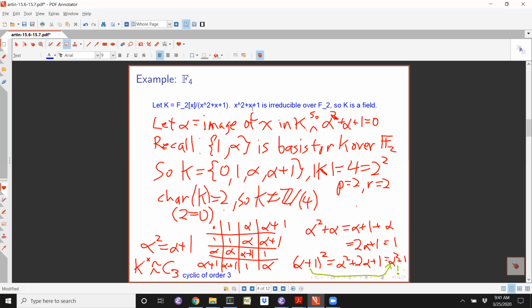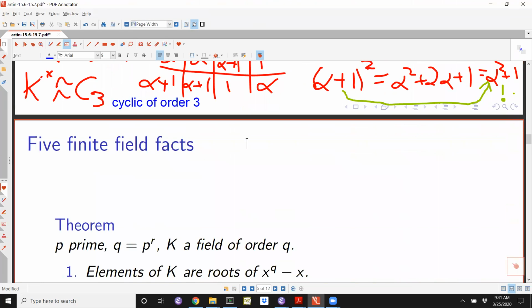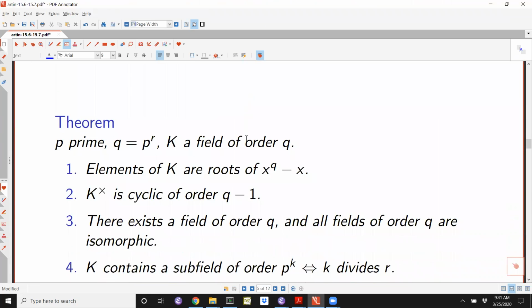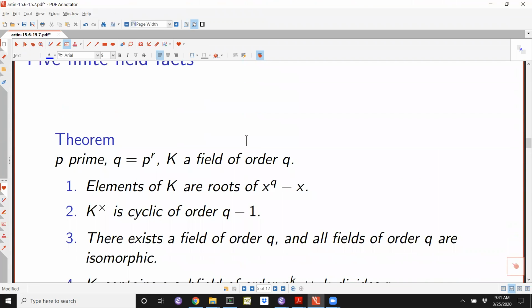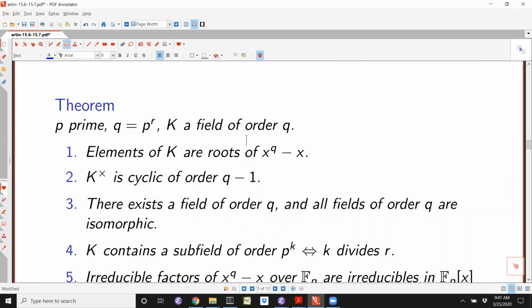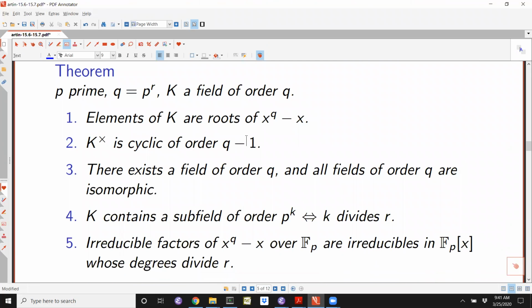Okay. So let me go back to this view. Here are 5 facts about finite fields. It's really actually 6 facts, but I can't resist the alliteration. So let P be a prime, let Q be P to the R, our standard notation, and let capital K be a field of order Q. The facts, in order of proof, are slightly different from the order presented in Artin, but this is the order in which we will prove these things. So the first thing is that the elements of capital K are roots of x to the q minus x.